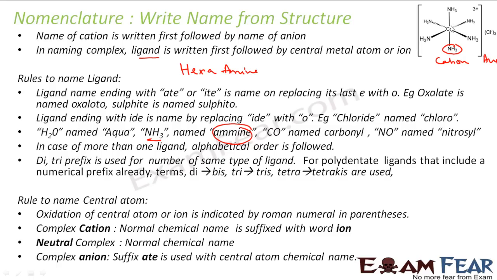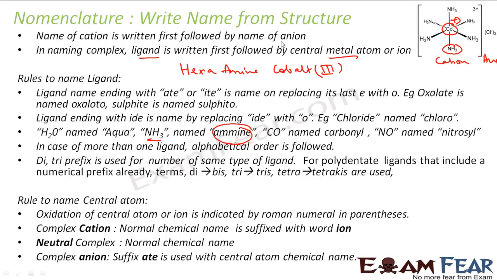The next is the metal atom. So the metal atom is cobalt. Right, cobalt. What is the oxidation state of cobalt? +3. We have seen that. So write 3 in Roman numerals. Since it is not an ion, if this were a +3 ion, then we'd write ion here.